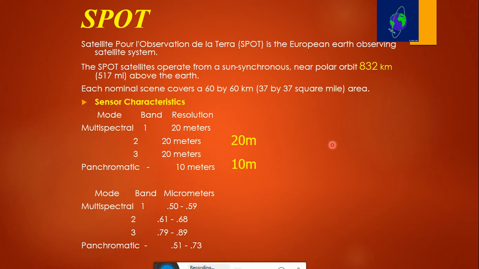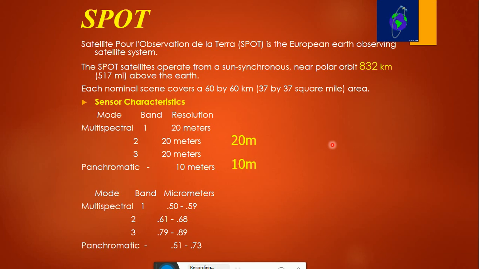Sensor characteristics: mode multispectral, bands 1, 2, 3, resolution 20 meter, 20 meter, 20 meter. Panchromatic is at 10 meter. Mode and band in micrometers: multispectral 0.5 to 0.9 and 0.61 to 0.9; panchromatic 0.51 to 0.73 micrometer.